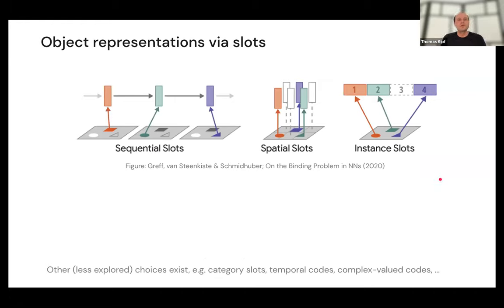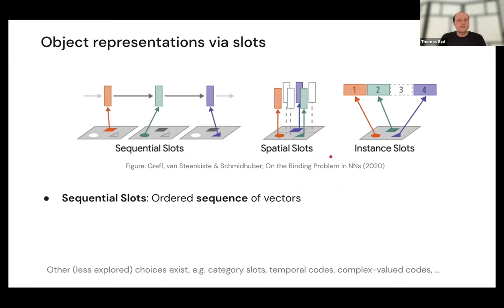Now, object representations can take various forms and shapes in neural architectures. Over the years, there have been more or less three main categories that the community has focused on. There exist many other less explored choices, which I'm not going to go into detail about today. But the main categories really are sequential slots, Bayesian slots, and instance slots. And I'm going to explain the details in a moment.